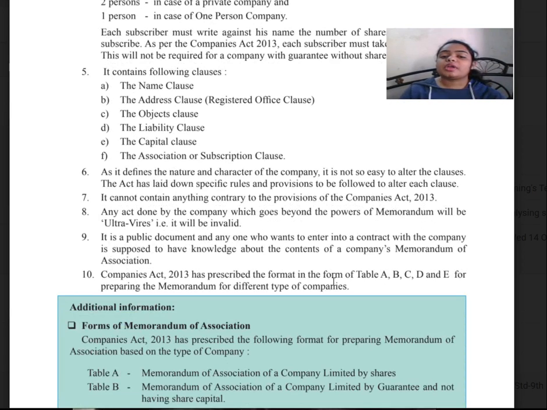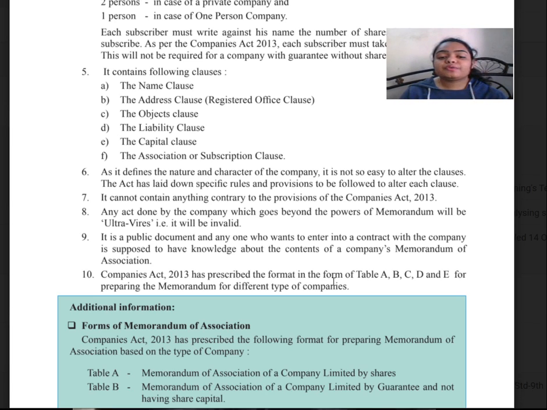It contains the following clauses. Firstly, the name clause. Then second is the address clause. Third is the object clause. Fourth is the liability clause. Fifth is the capital clause. Sixth is the association or the subscription clause. So these clauses shall help in getting proper information regarding each of the aspects of a company.